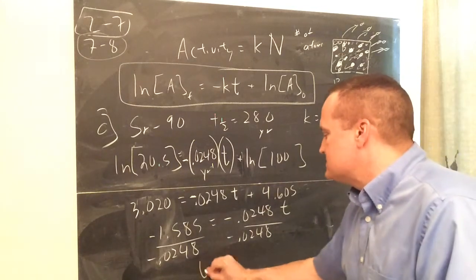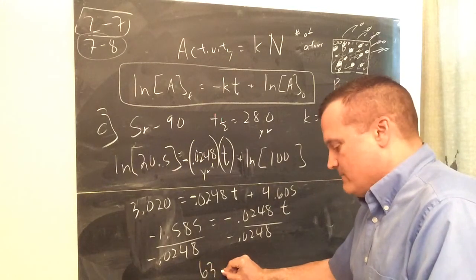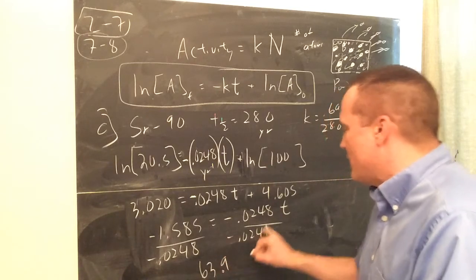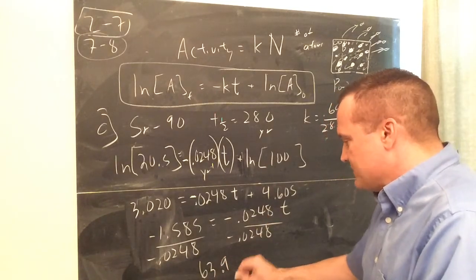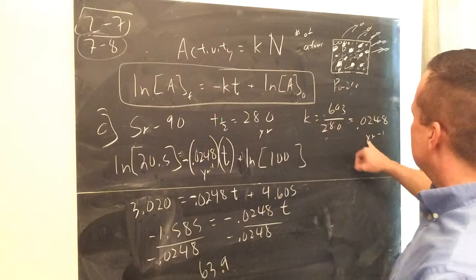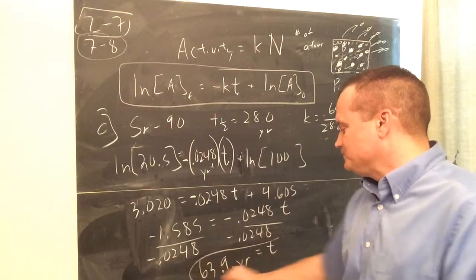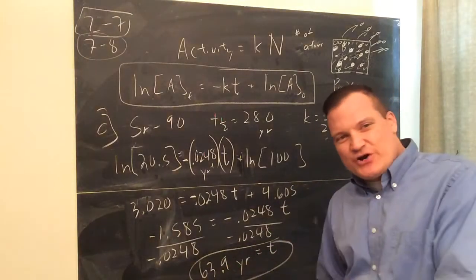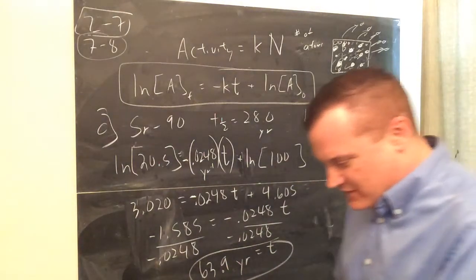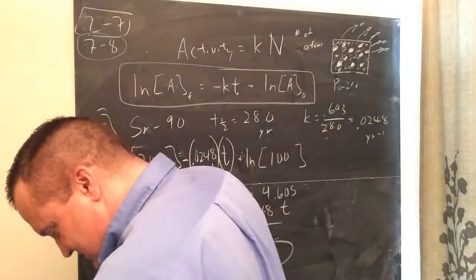Actually, that only has 3 sig figs. 63.9, and what was the unit? Years is equal to the time. So I just wanted to show you a little bit of how the math works on those. And you'll do problems like this on your homework.